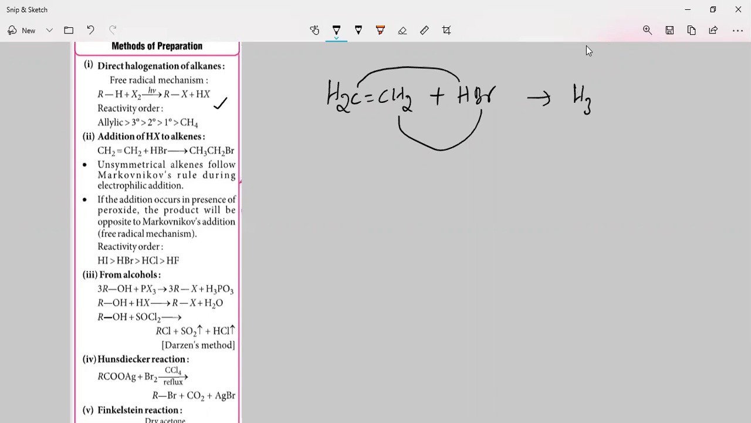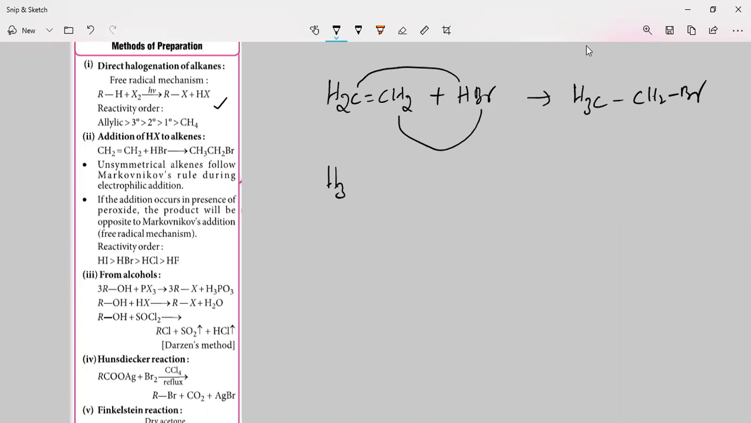And thereby, upon addition of hydrogen, CH2 will convert to CH3, and we are going to get CH3CH2Br. Okay, so we are going to get this compound. Fine. So if you are taking the peroxide with an unsymmetrical alkene, it will follow the rule.